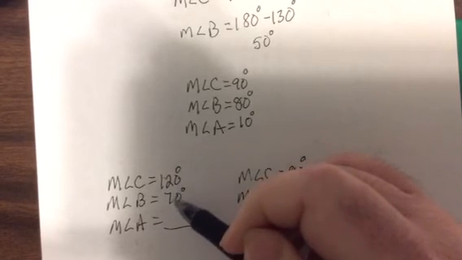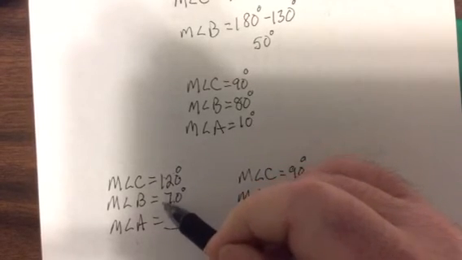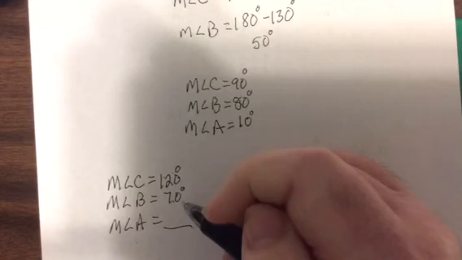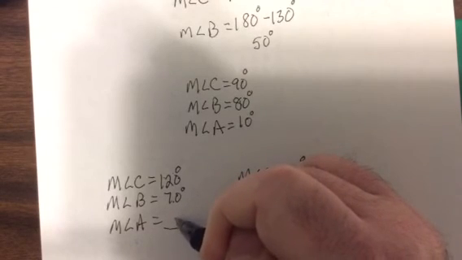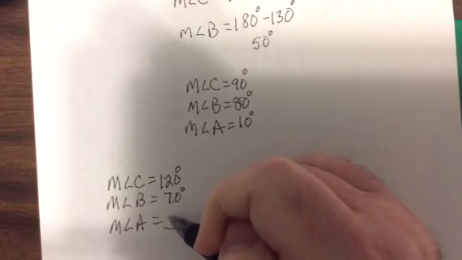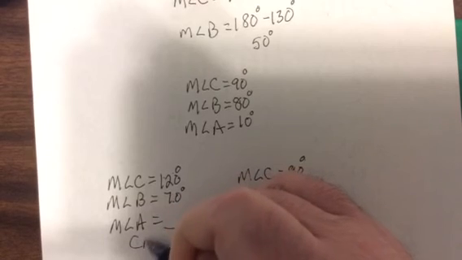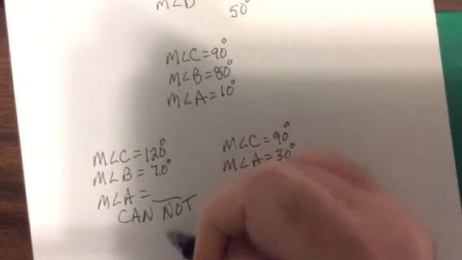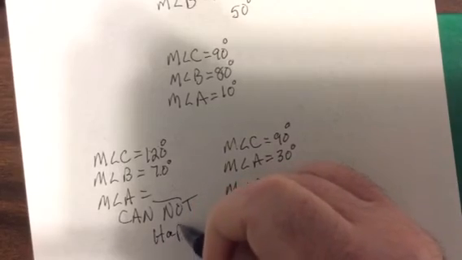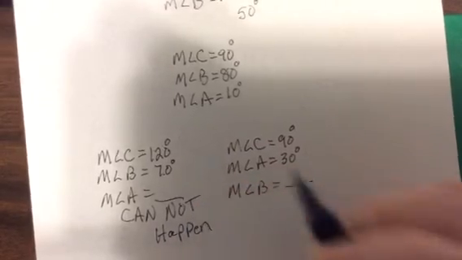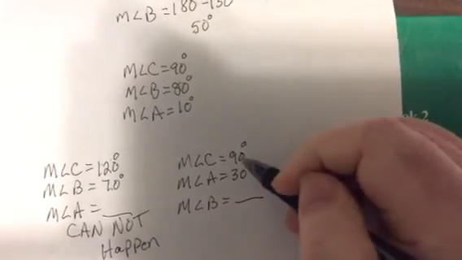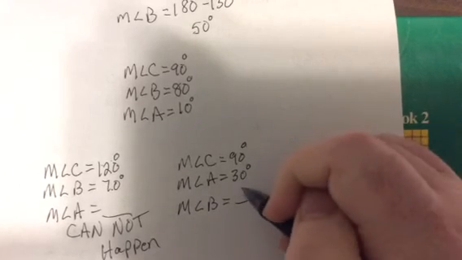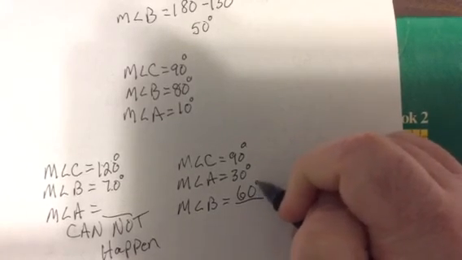Well, 120 plus 70 is 190. 180 minus 190, no, that would be negative 10. It can't be negative. You can't go into another universe. So this cannot happen. So someone either wrote the numbers down wrong or is doing something goofy. It's got to be 180. So 90 plus 30 is 120. So 180 minus 120 is 60.